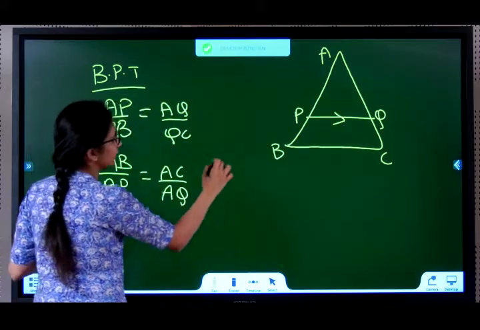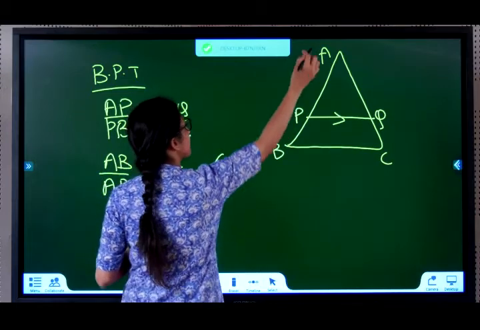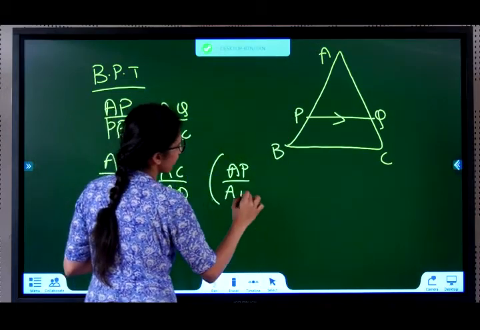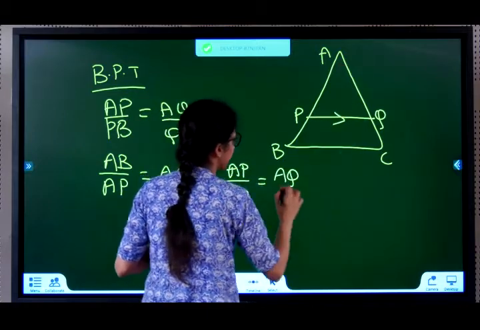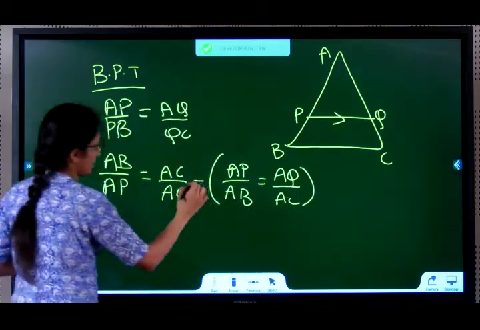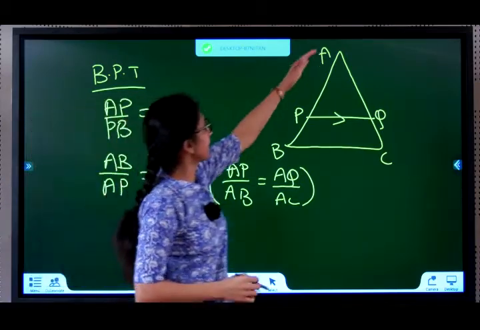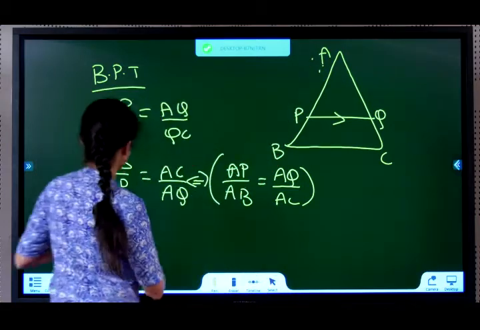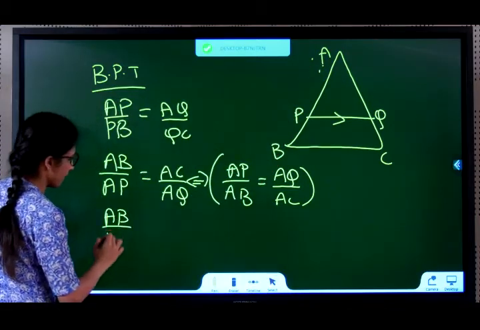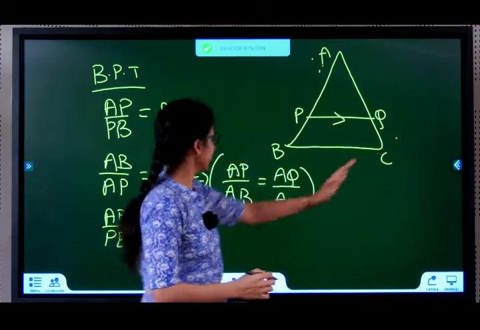I can take it the other way around as well. AP by the whole side AB, and the corresponding AQ by the whole side AC. These two are the same, okay? They are reciprocals. Now, this is AB by AP. I can now take AB by PB. So, AB by PB is equal to AC by QC.